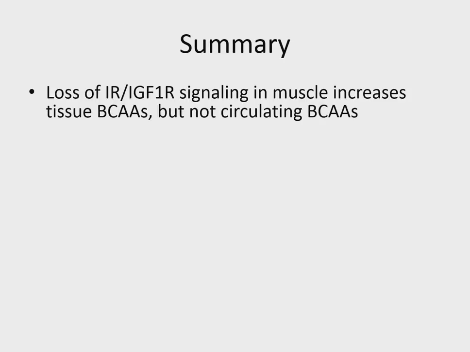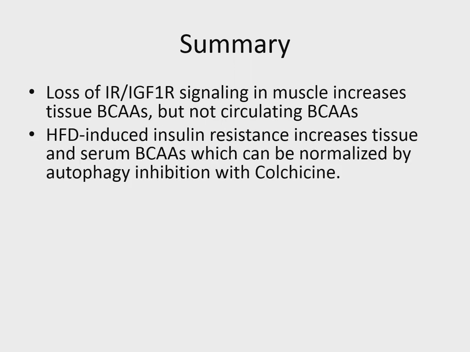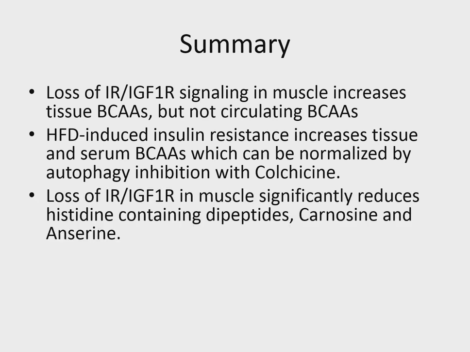So in summary, what I've hoped to show you is that loss of insulin and IGF signaling in muscle can increase tissue branched-chain amino acids, but not circulating branched-chain amino acids. However, we did observe that high-fat diet-induced insulin resistance increases the tissue and serum branched-chain amino acids, and these can be normalized by autophagy inhibition with colchicine, which likely affects multiple other tissues in the body.